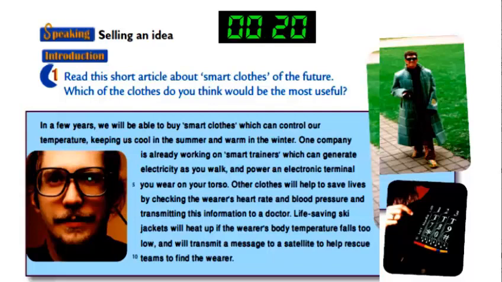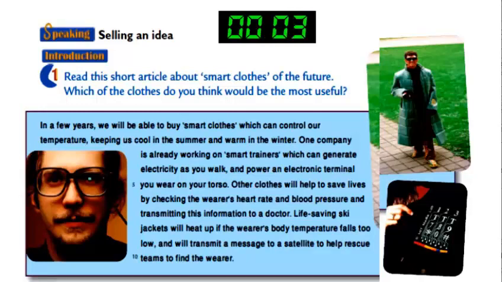Life-saving ski jackets will heat up if the wearer's body temperature falls too low and will transmit a message to a satellite to help rescue teams to find the wearer.